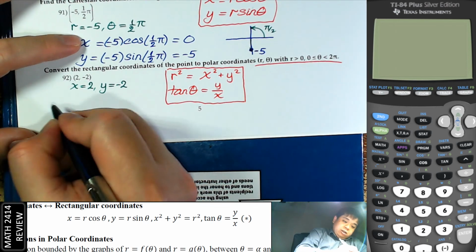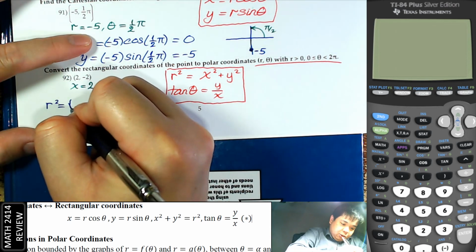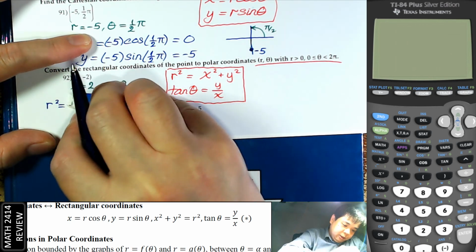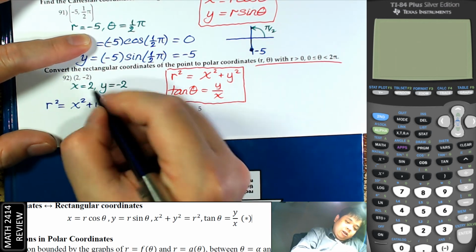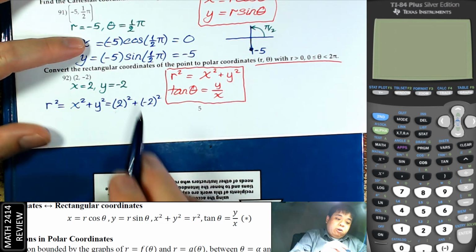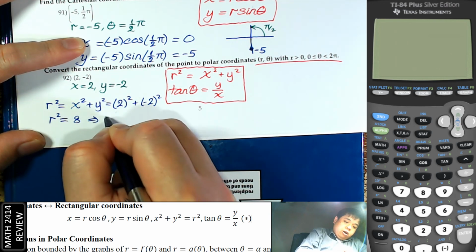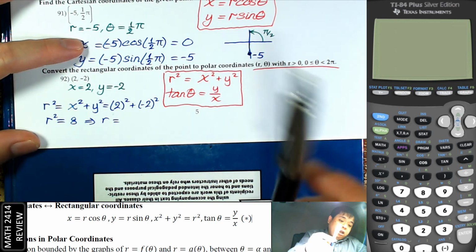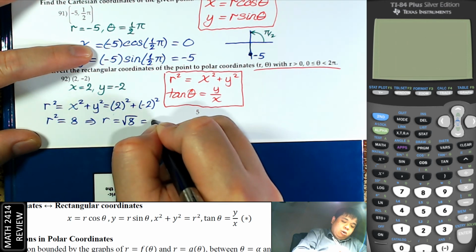Alright, so it's straightforward. r squared is equal to x squared plus y squared, 2 squared plus -2 squared. So 4 and 4 is 8. So r squared is 8. So r is plus or minus the square root of 8. However, since we want r positive only, it is the positive square root of 8, or 2 square root of 2.